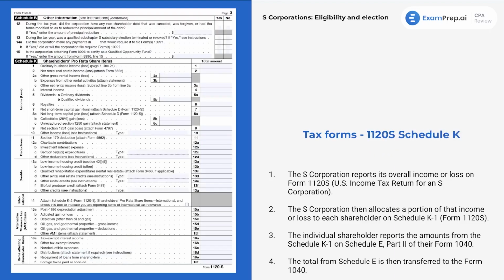What happens here, this is page 3. Like I told you, we're not going to see every page. This is page 3 of the 1120S. Now we see Schedule B. Well, we're not focused on that. We're focused on Schedule K. That ordinary business income that we did that big calculation for, that goes here.